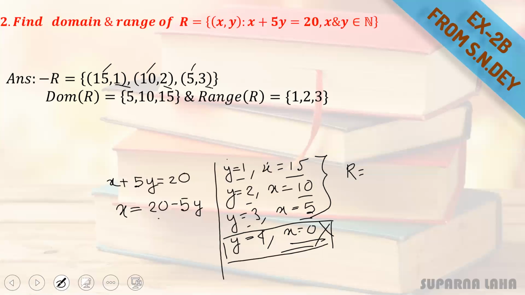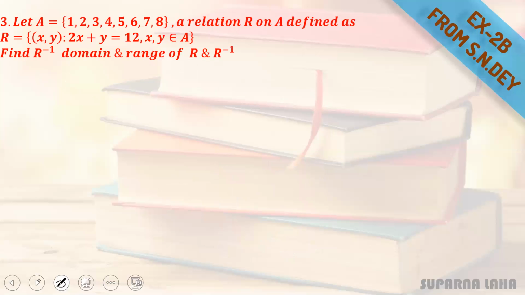So writing down range and domain and finding inverse are very easy types of problems. So solve it and solve these other problems. And this is question number 2 from this exercise. This is, I think, a 4 marks question from this exercise 2B. So next, let A be the set 1, 2, 3, 4, 5, 6, 7, 8. A relation R on A defined as (x, y), 2x plus y is equal to 12.